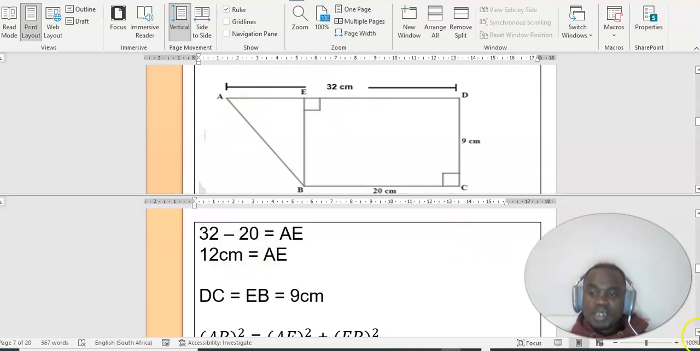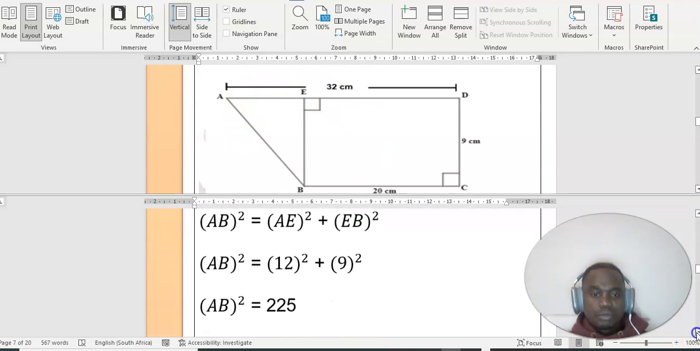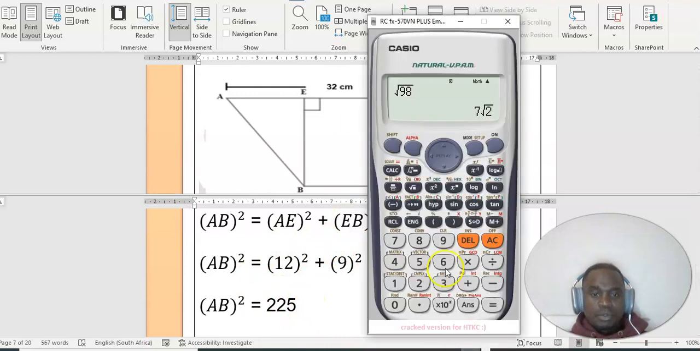So AE is equal to 12. Then EB is 9. EB is equal to DC, which is equal to 9. So EB is equal to 9. Then you bring the square. When you press this on the calculator, you should get this value. Let's press 12 squared plus 9 squared. And this gives us 225.